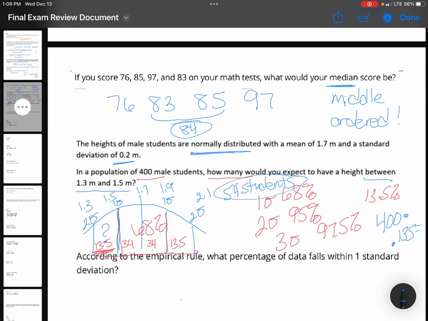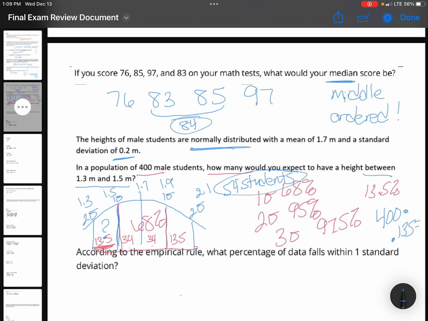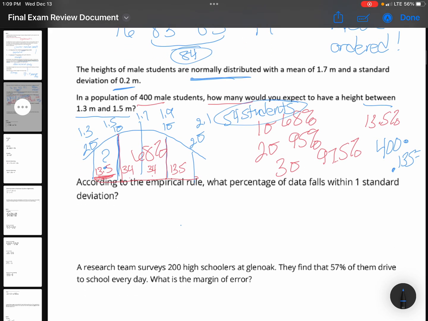So got a few steps on that. The next one's talking about that empirical rule as well. It says what percentage of the data falls within 1 standard deviation. We just talked about that, and it is 68%.